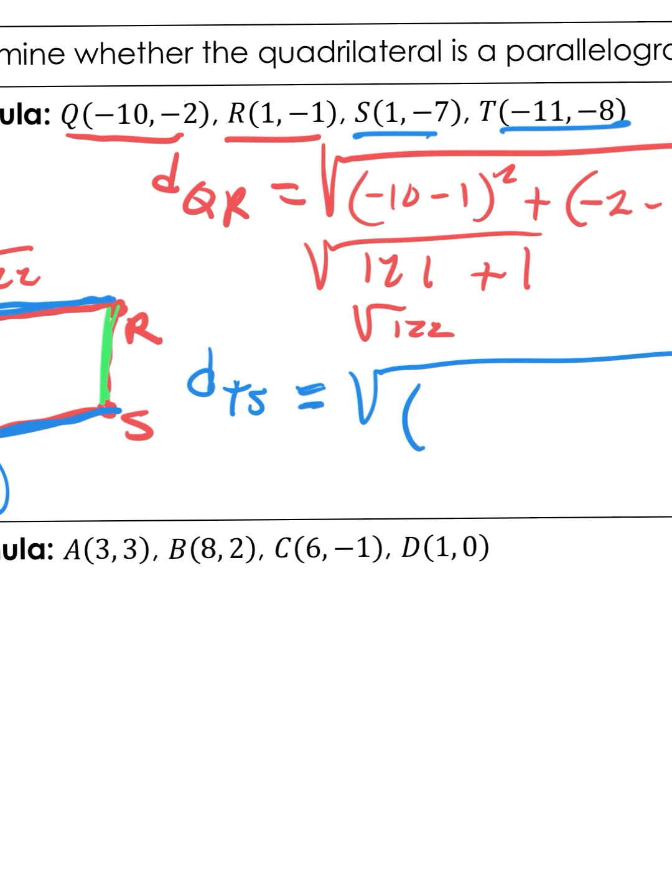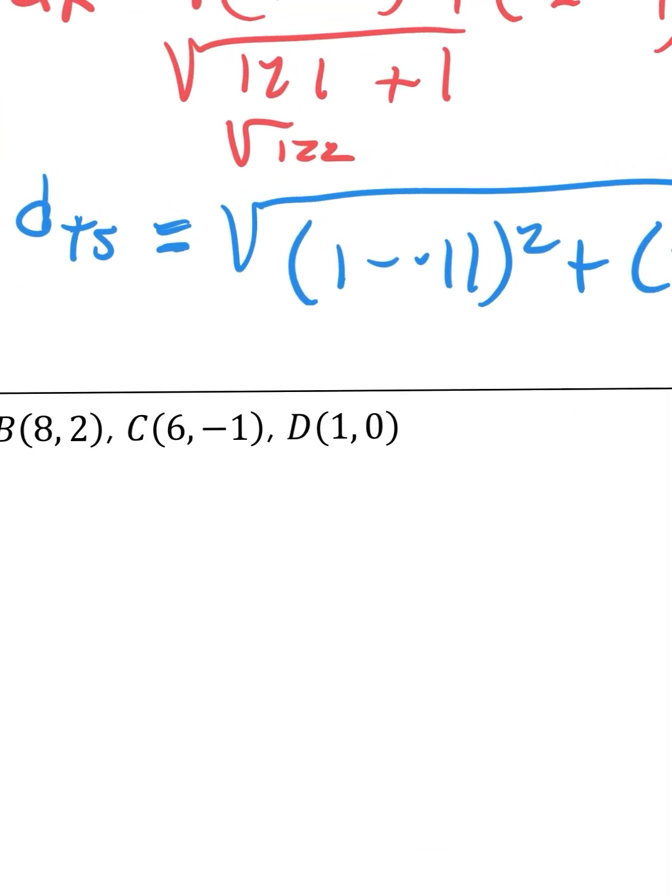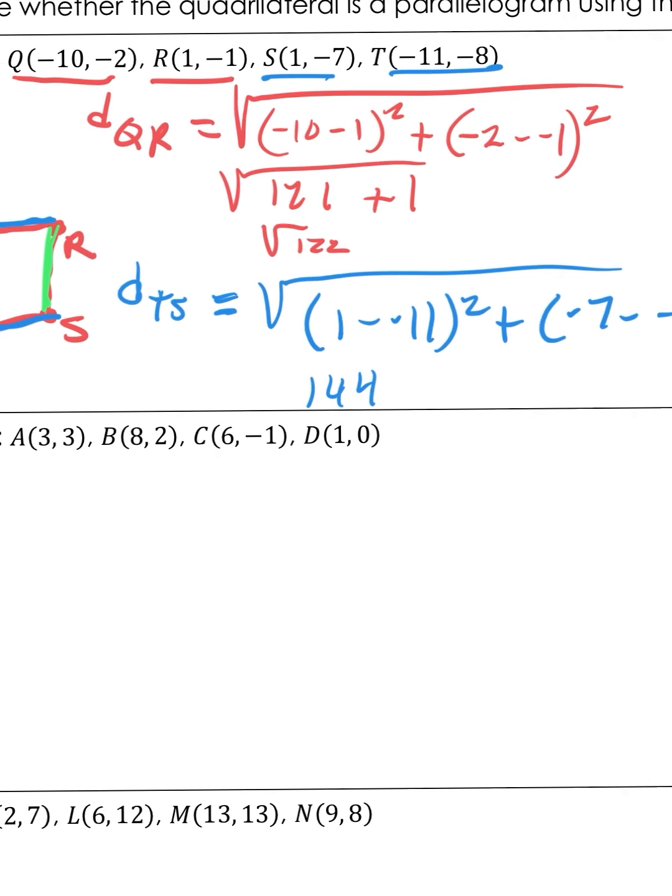So, look, 1 minus a minus 11, we're going to square that. We're going to add it to -7 minus a minus 8, and square that. So when you do 1 minus a minus 11, that comes out to 12. If you square it, that becomes 144. And do I have to keep going or can I stop? I can stop because it's very obvious that this number is never going to be this number. So this is certainly not a parallelogram.